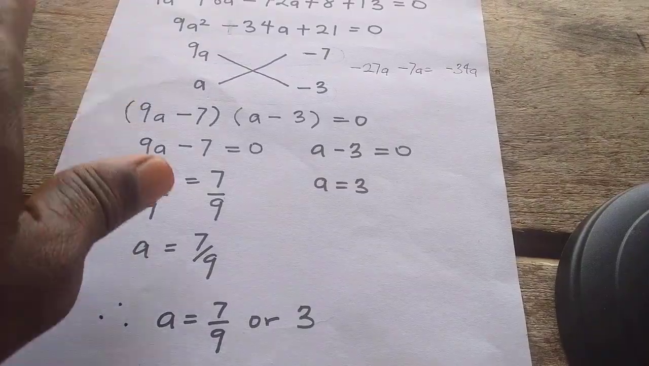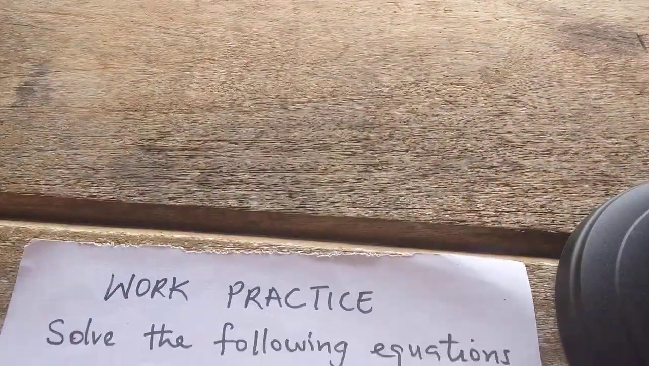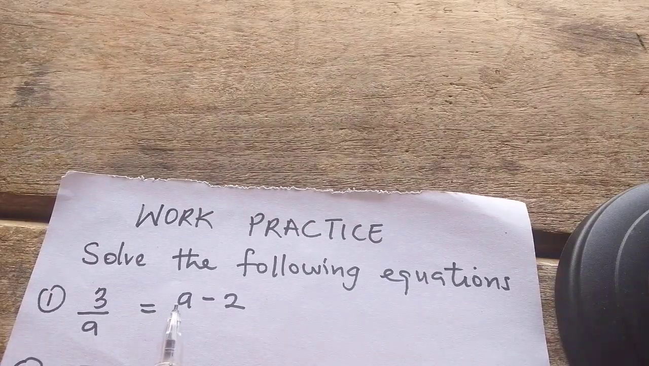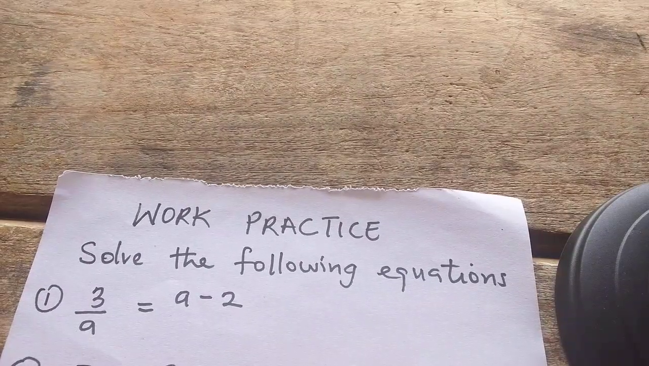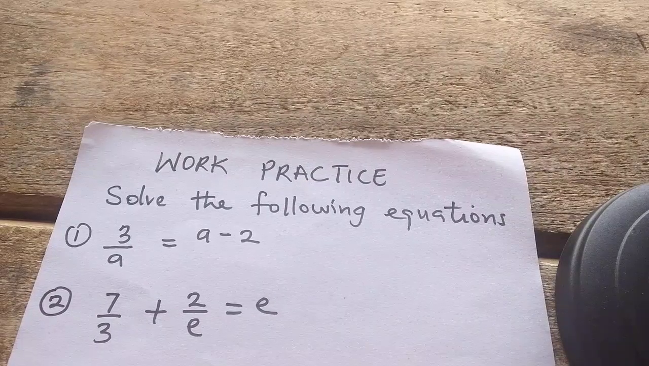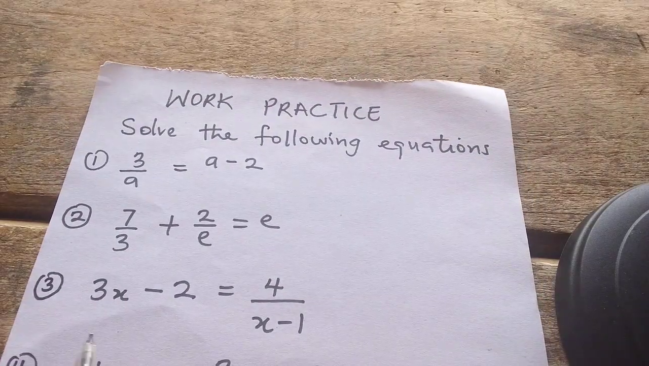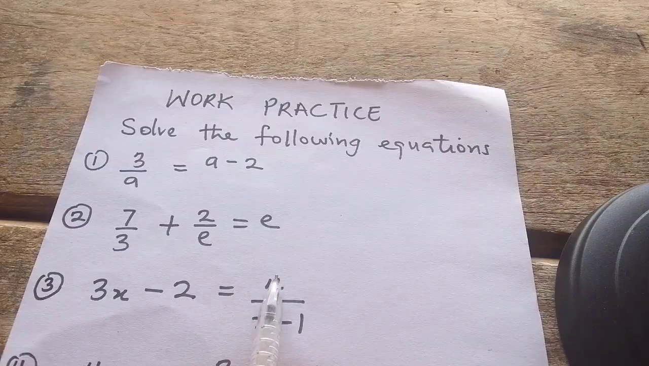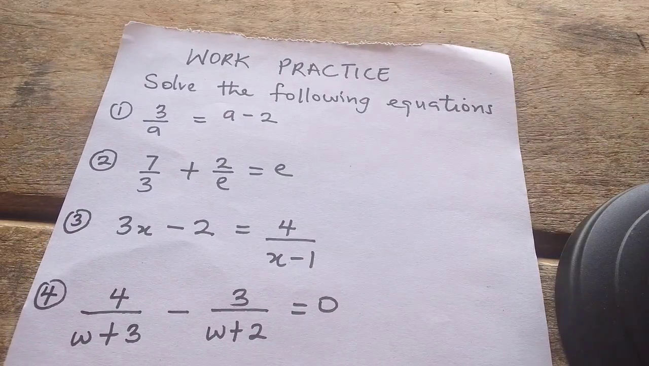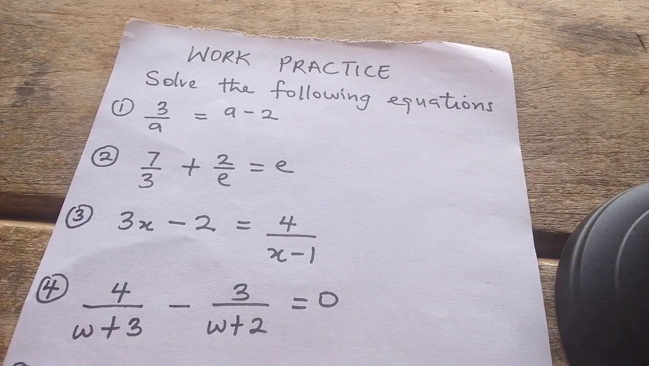So for the work practice, you are going to do this. Solve the following equations. Number 1, 3 over a equals a minus 2. Number 2, you have 7 over 3 plus 2 over e is equal to e. Number 3, 3x minus 2 equals 4 over x minus 1. Number 4, you have 4 over w plus 3 minus 3 over w plus 2 is equal to 0.